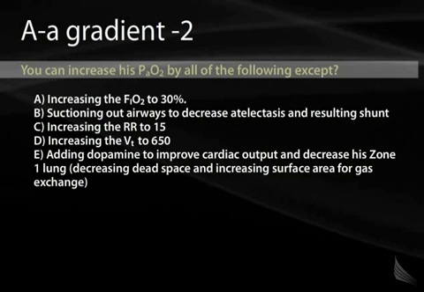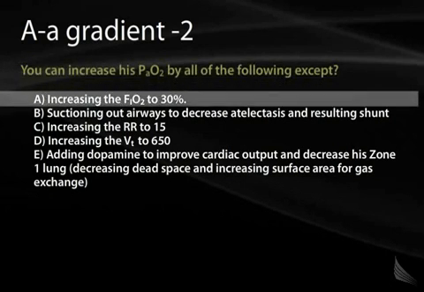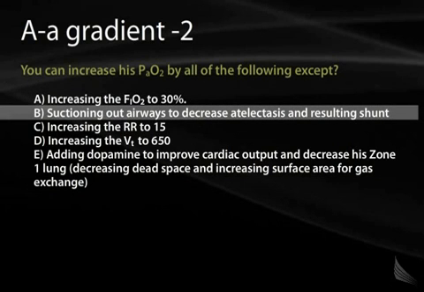The correct answer here, the maneuver that would not increase his PaO2, would be suctioning out his airways to decrease the atelectasis and resulting shunt. And the reason we know this wouldn't help is because we know the patient does not have shunt. They had a normal AA gradient. Shunt will always cause an increase in AA gradient, shunt and VQ mismatch both. Correct answer here is B. This is a challenging question.